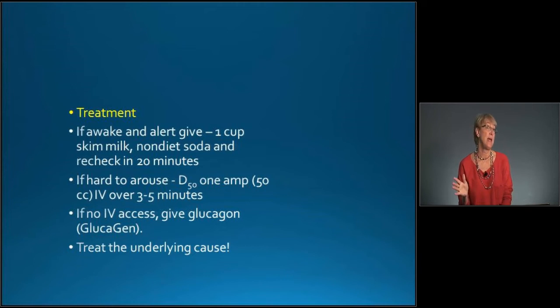Now, if they don't have any IV access, let's say this patient is in a long-term care facility where they don't normally have IVs, then they can actually give them glucagon. Then we've got to find out what caused this event and treat the underlying cause. So it goes back to history and what they were doing.